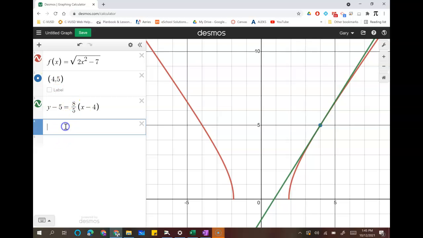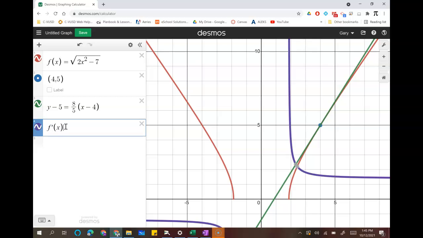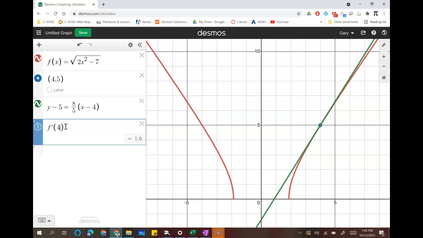Nice thing in Desmos, remember one way we can write our derivatives is as f prime, and Desmos recognizes that. So f prime of x, and it will graph the derivative function there, which is really nice. But I can also plug in the x value that I'm looking at, which is 4. And that's 1.6. I can change that to a fraction here, 8/5, which is what we found.